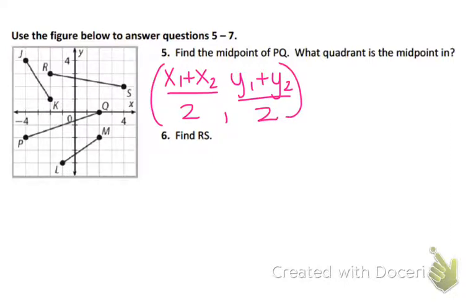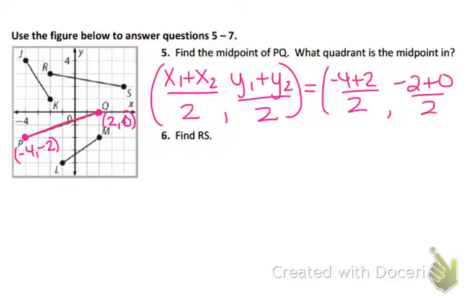So I need to find the midpoint of PQ. So I'm going to go ahead and highlight PQ since that's my focus right now. My ordered pair for P is -4, -2. My ordered pair for Q is 2, 0. So now I'm going to plug in those 4 numbers into the formula for the midpoint. So I have -4 plus 2 over 2. And then I have -2 plus 0 over 2.